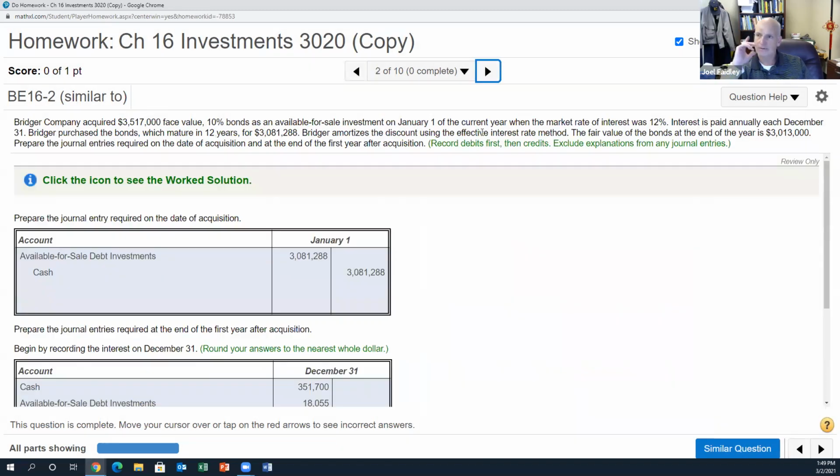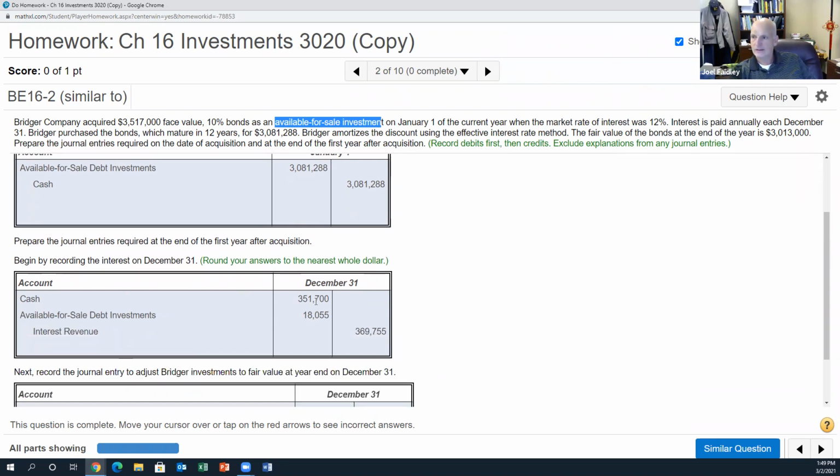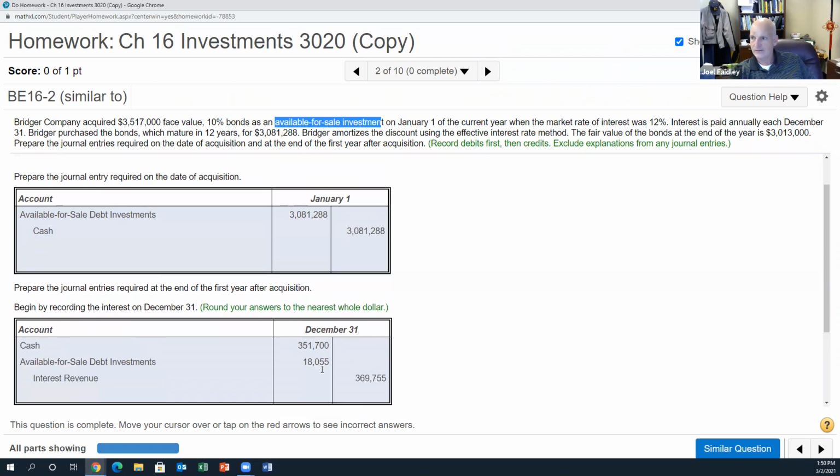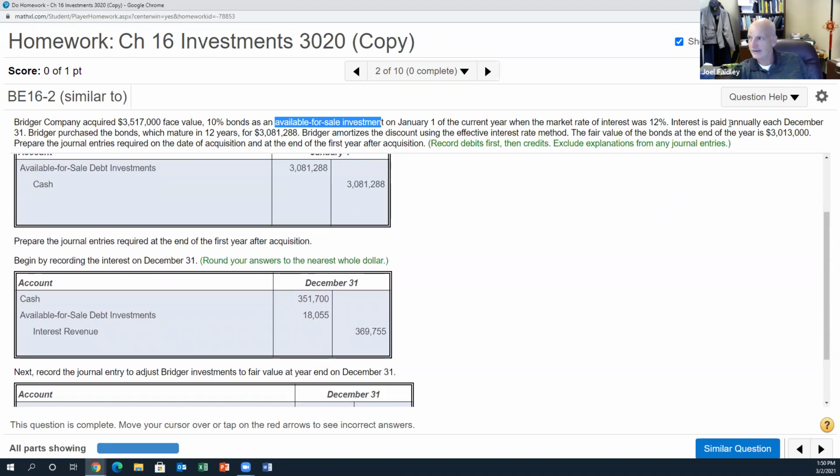All right, number 2. Another bond investment, debt investment, right? Bonds, debt. And this is an available for sale investment. So here's where we are going to compare to fair value. But first of all, we got to put that on our books at the purchase amount, 3,081,288. There's my cash. The cash is the payment I expect to receive, which is 10% of 3,517,000. That's 351,700. Because again, this is paid annually.